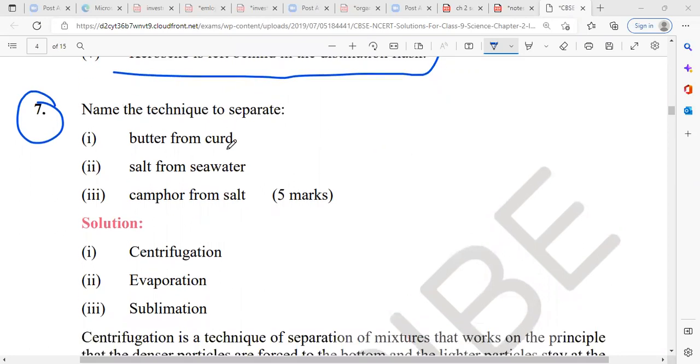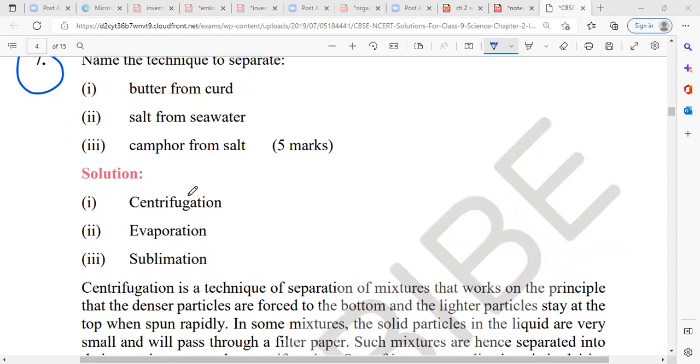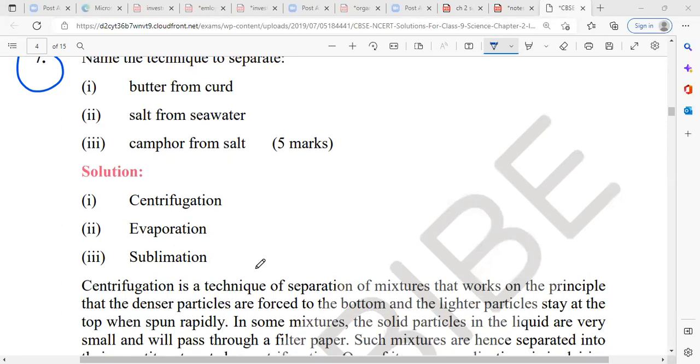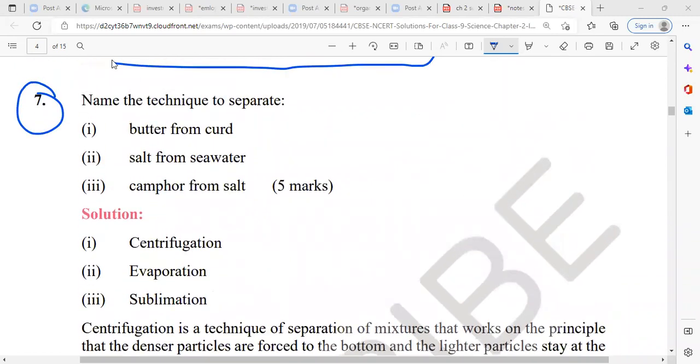Okay. Now these are very, very important topics. Name the technique to separate butter from curd, salt from seawater, and camphor from salt. Butter from curd is separated by centrifugation, salt from seawater by evaporation, and camphor from salt by sublimation. Clear? Yes, ma'am.